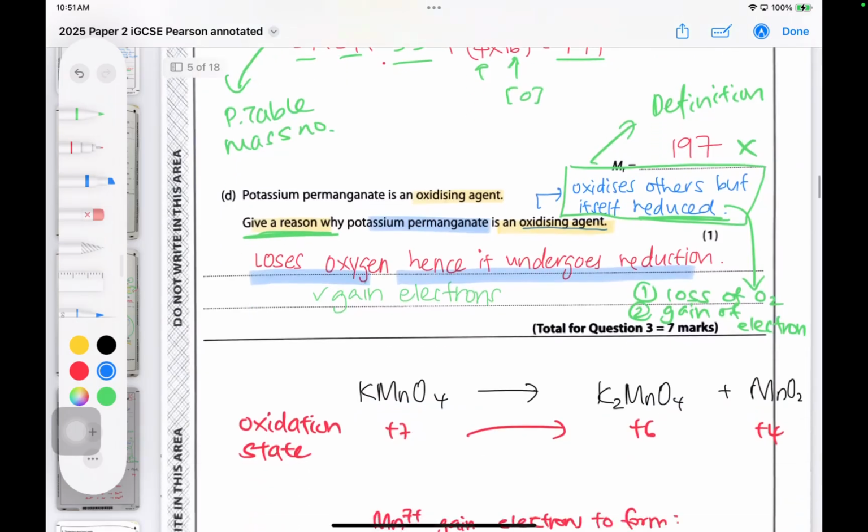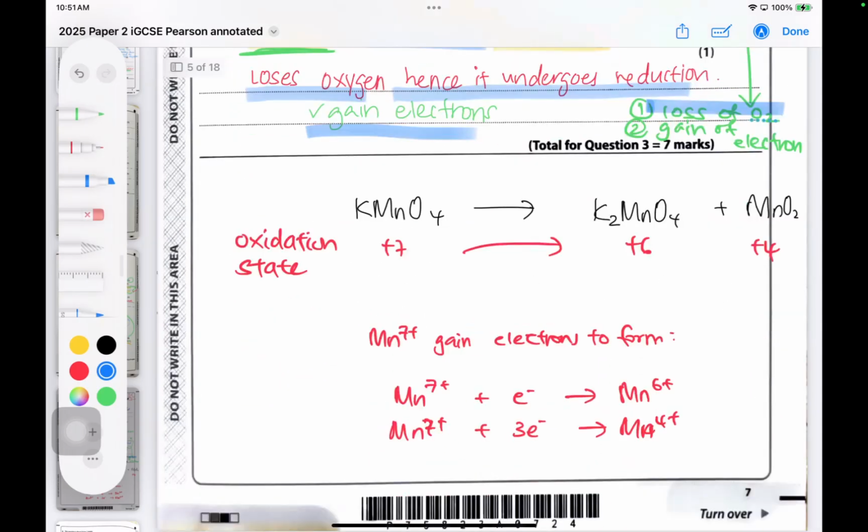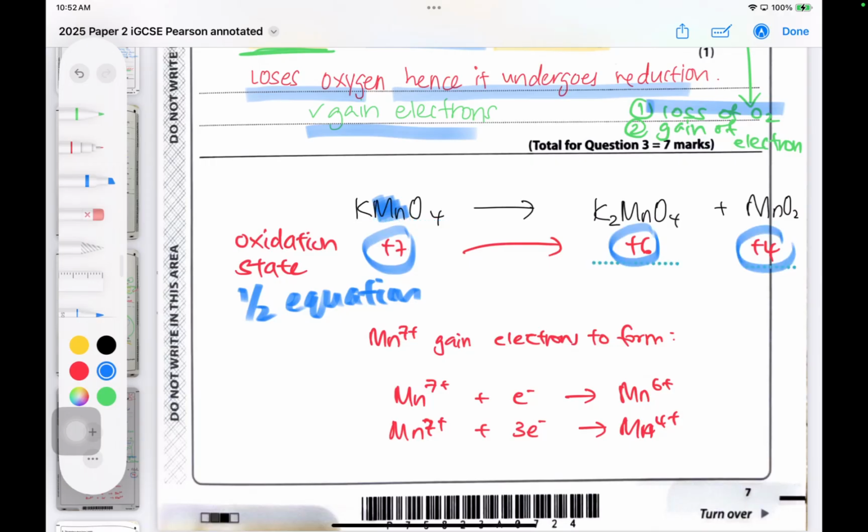Okay, I understand that some of you might be curious, can we apply the idea of gain of electron over here? Yes, you can. Okay, you can just simply say that potassium permanganate gains electrons since it undergoes reduction. But understanding of the gain of electron might not be as easy as it seems because you need to understand what we call a half equation. Okay, so I've just simply doodled out the idea of how you can see that it gains electron here. The potassium permanganate that we start off with has an oxidation state of +7, and it eventually becomes oxidation state of +6 and +4 respectively. So there is a gain of electron over here.